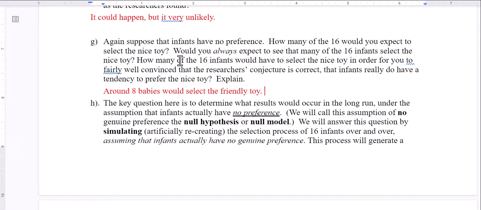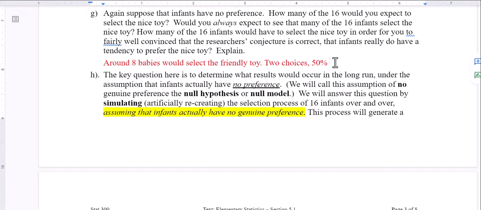Well, there are two choices. Do you have the friendly or the unfriendly toy? So 2 to choose from, so 50%. And 50% of 16 is 8. So if they're guessing, think of a coin toss, right? Like a coin has heads or tails. So when you flip a coin, the chance of getting tails is 50-50, 1 out of 2. So that's the same thing here. You're choosing friendly versus unfriendly. So 1 out of 2, so 50%. When you have 16 babies, we expect about 8 of them would choose the friendly toy.